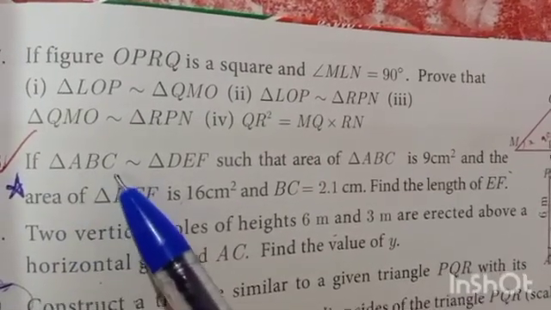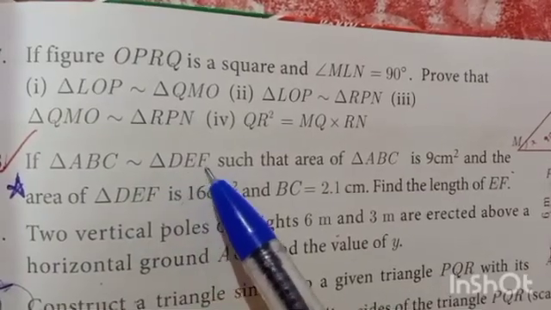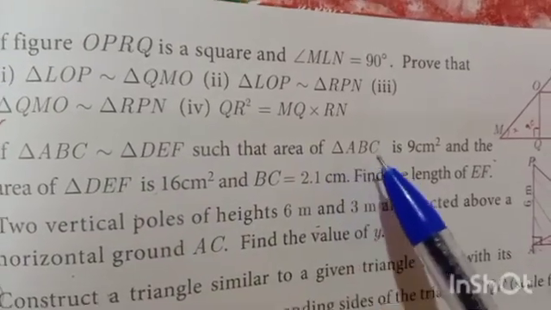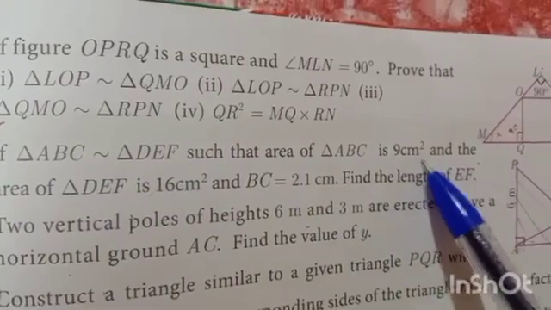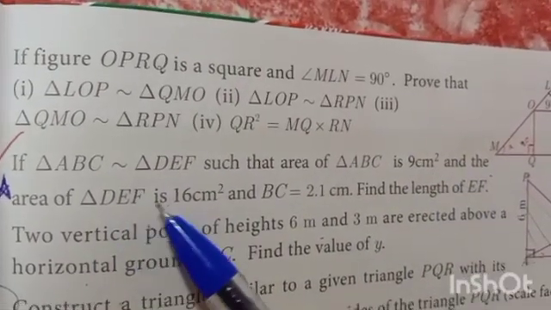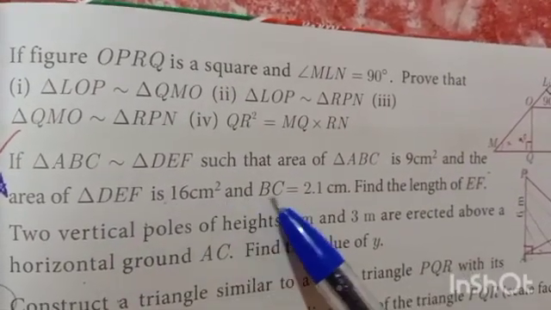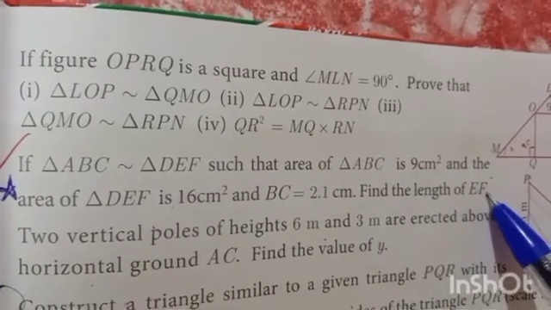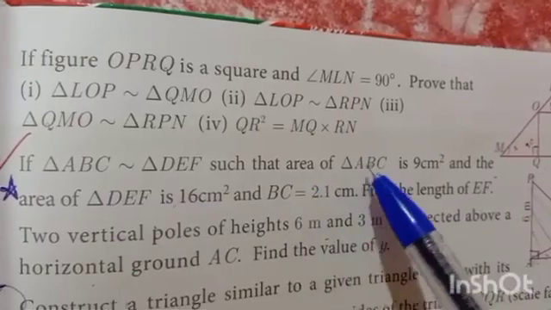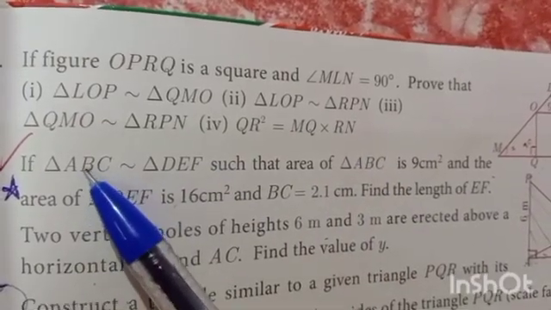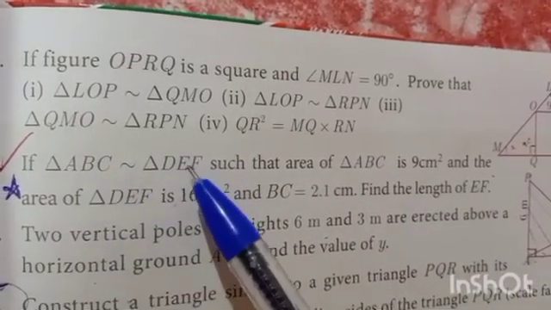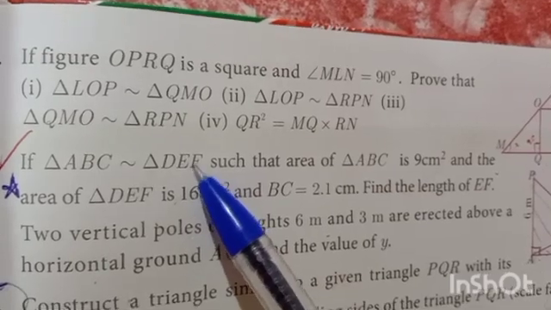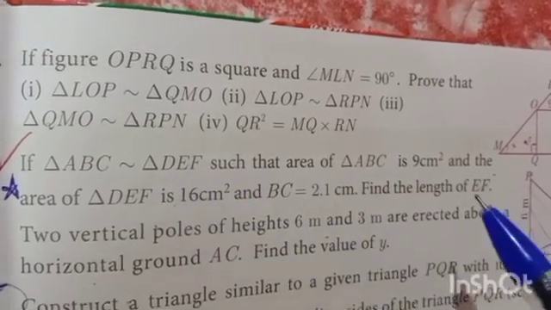If triangle ABC is similar to triangle DEF such that the area of triangle ABC is 9 cm square and the area of DEF is 16 cm square and BC is equal to 2.1 cm, find the length of EF. The areas of triangle ABC and triangle DEF are given. Using that, we have to find the length of EF.